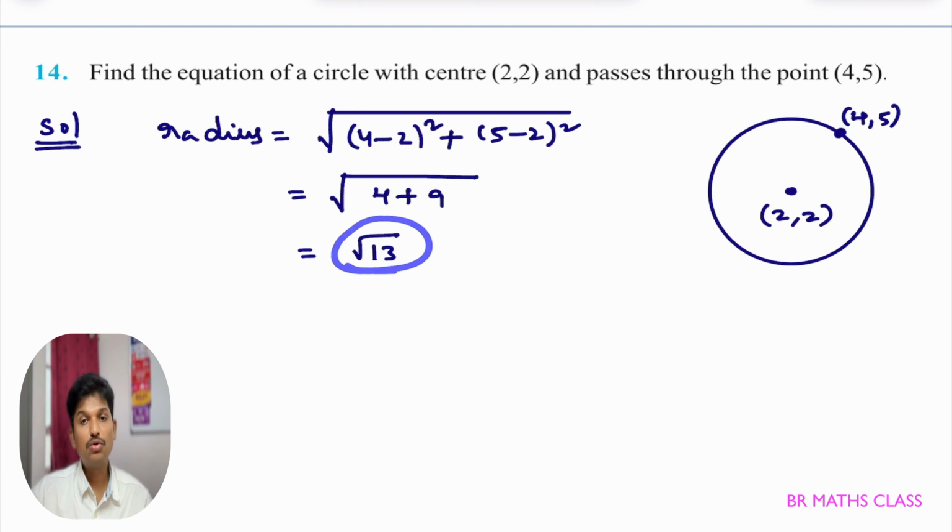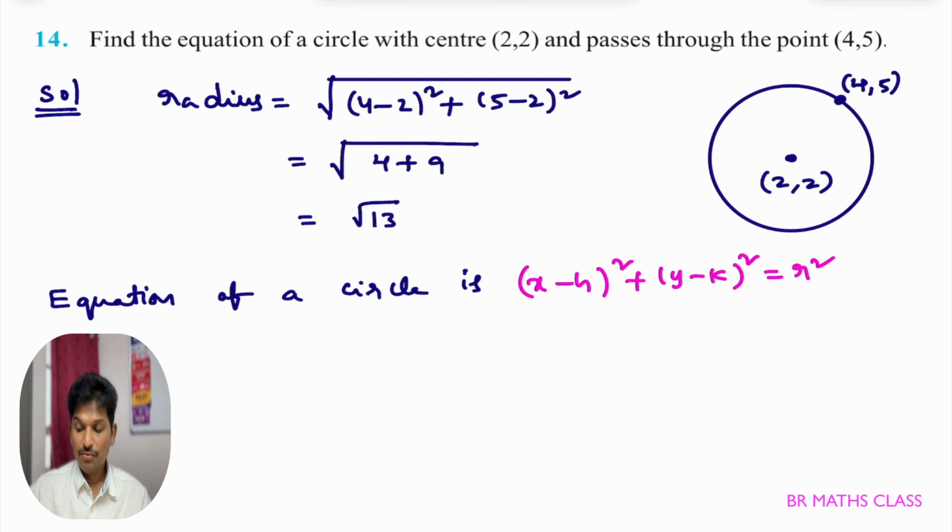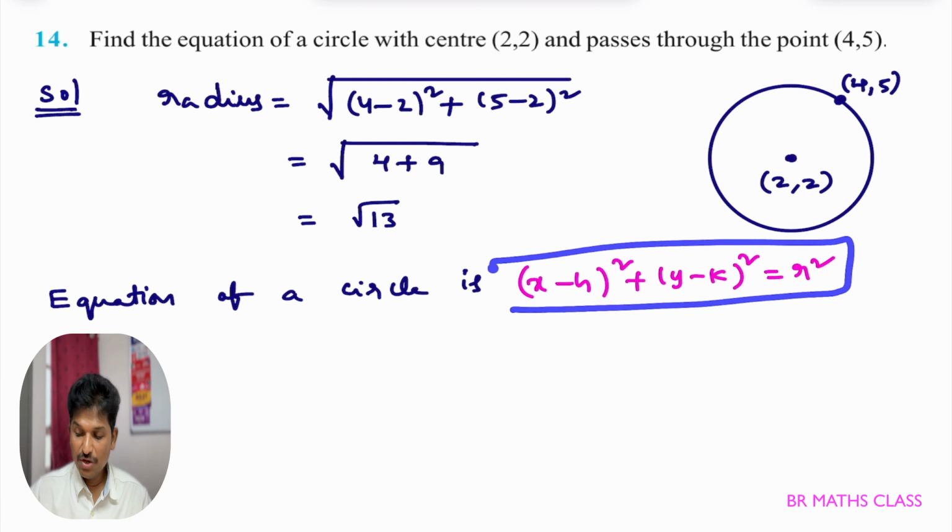So radius we got root 13. Center we already know. When you know center and radius, we can find equation of circle very easily. To find equation of a circle, we use this formula. Now in place of h comma k, you write 2 comma 2. In place of r, you write root 13.